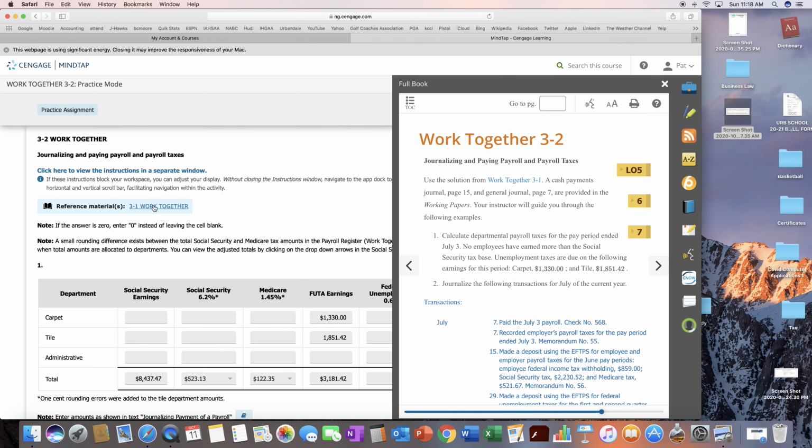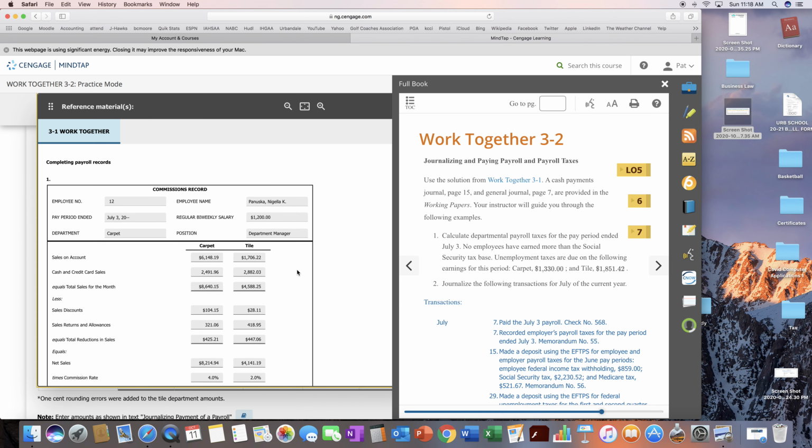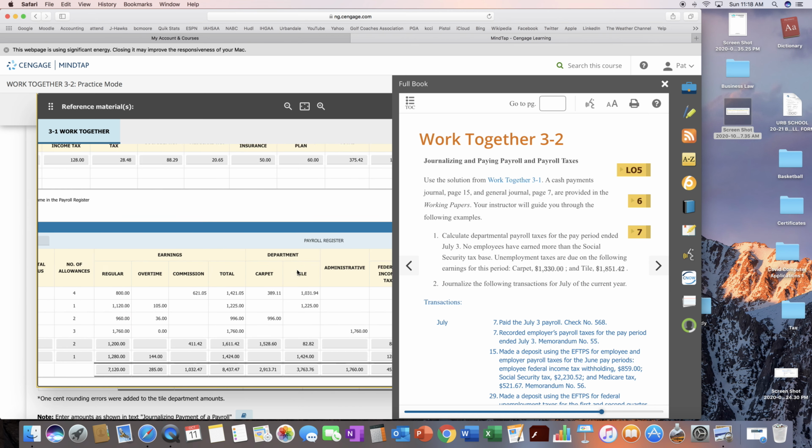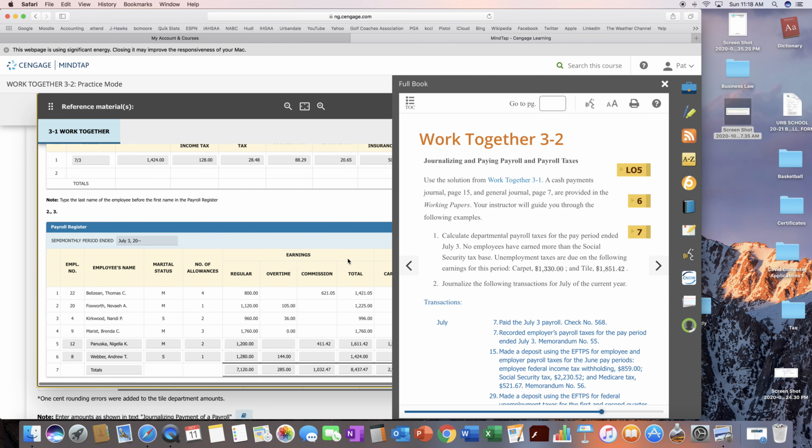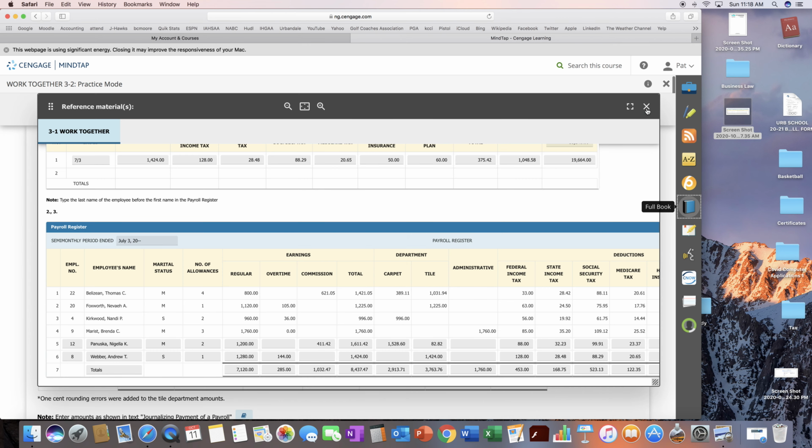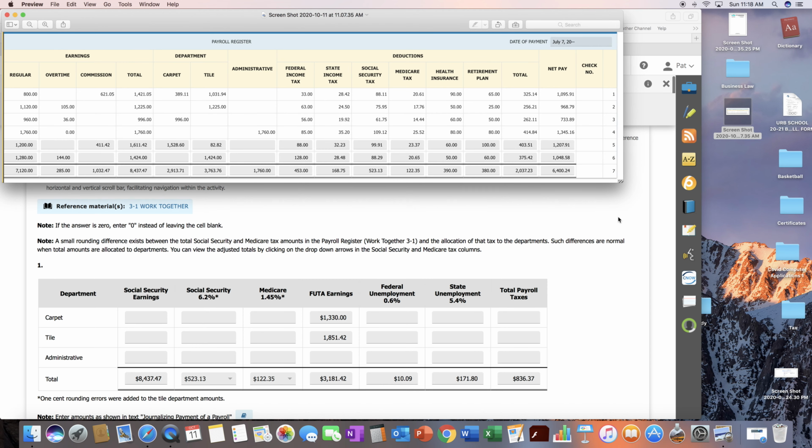There's a reference material here. So this is our 3-1 work together. The problem with the 3-1 work together is you have this screen, you can't see your screen, and you have the instruction screen. So what I did is I took a screenshot of that so that I can have it up here and I can see it a little bit. So we'll often refer to this screenshot. This is what we did in 3-1, filling out our payroll register. And we're going to use a lot of these totals in here to help us fill this out.